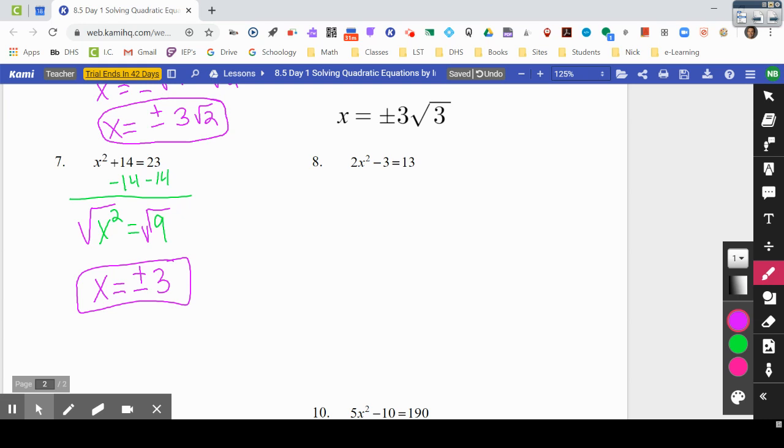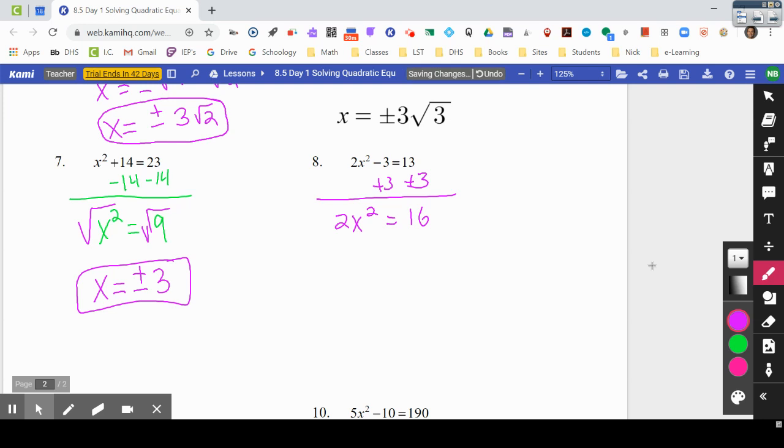All right, number 8. Now we have 2x squared minus 3 is equal to 13. It's going to take 2 steps to isolate my quadratic term, very much like I did on number 1 of the example problem. The first thing we have to do here is add 3 to both sides. So now we get 2x squared is equal to 13 plus 3, which is 16.